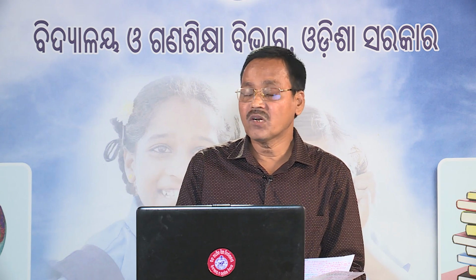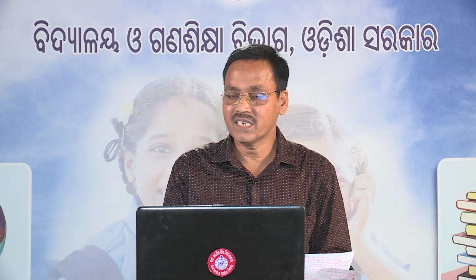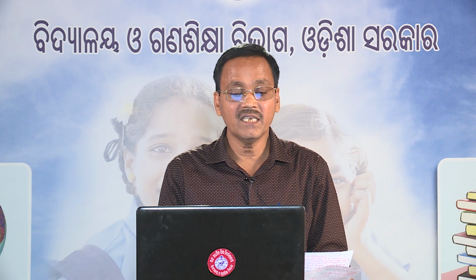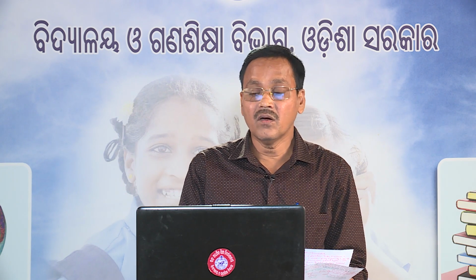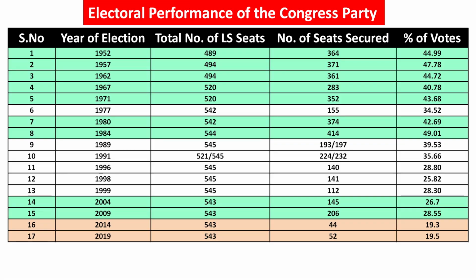The Constitution of India came into effect on 26 January 1950. The first election of the country was conducted in 1952, and in 1952 Congress got 364 seats out of 489 seats. In 1957, the second election, it got 371 seats out of 494 seats. In 1962 it got 361 seats out of 494 seats.